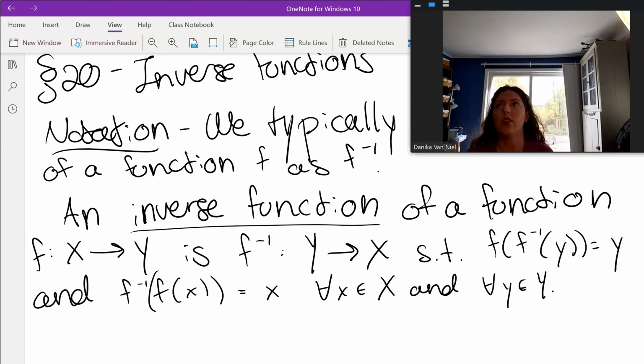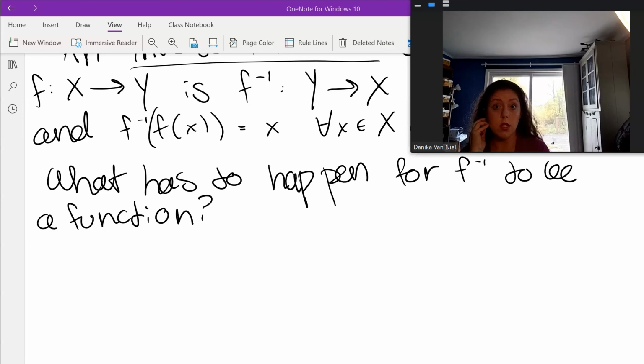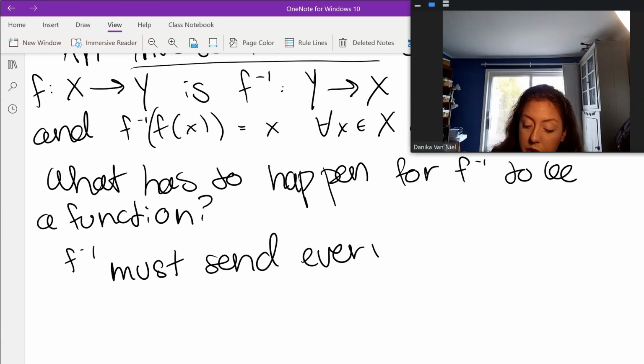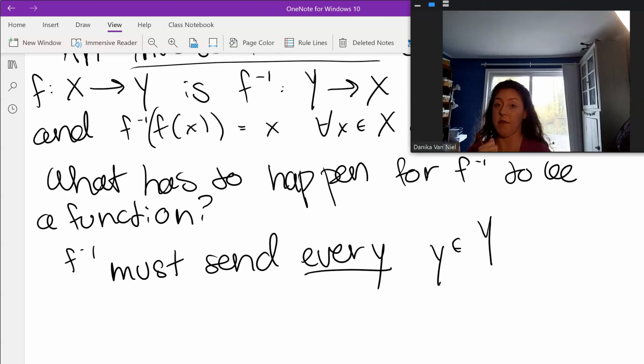So let's start talking about what has to happen for f inverse to be a function itself. Okay. So this is going to be a nice review of our definition of function. So f inverse must send every y in our domain, remember, because we flip-flop who's the domain and who's the codomain. So that's kind of what this inverting thing is talking about, right? So you reverse that.